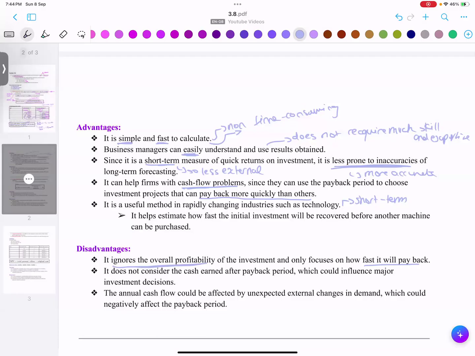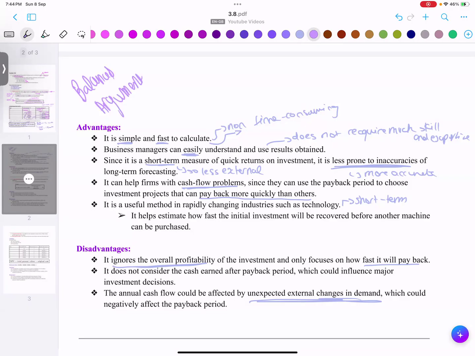It does not consider the cash earned after the payback period, which can influence major investment decisions. The annual cash flow could be affected by unexpected external changes in demand, which could negatively affect the payback period. So you can talk about that, but I always talk about something very important in business management in every single video, which is unbalanced argument, right? So for every claim, there's a counterclaim.